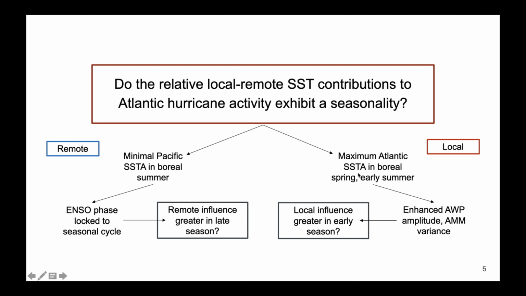So taken together, the timing of these remote and local influences, it seems likely that the remote influence of ENSO may be weaker in the early season compared to the late season, and that the enhanced local variability in the early season might suggest a greater influence of local sea surface temperature anomalies on early season TC activity when you compare them with remote SST anomalies.